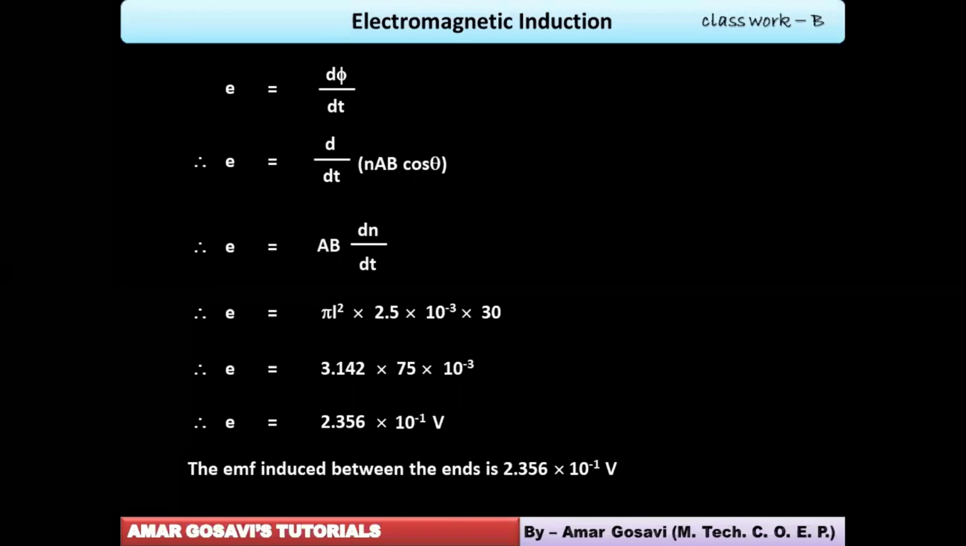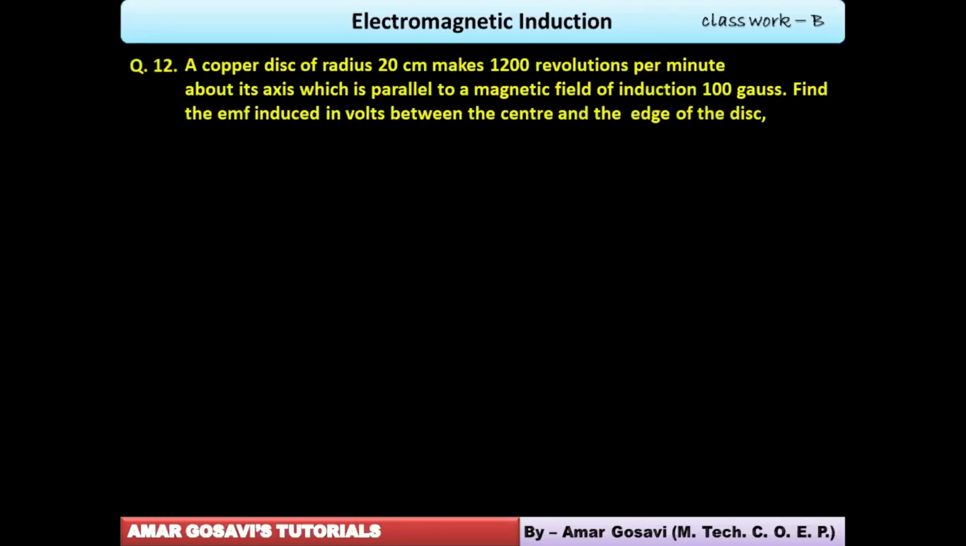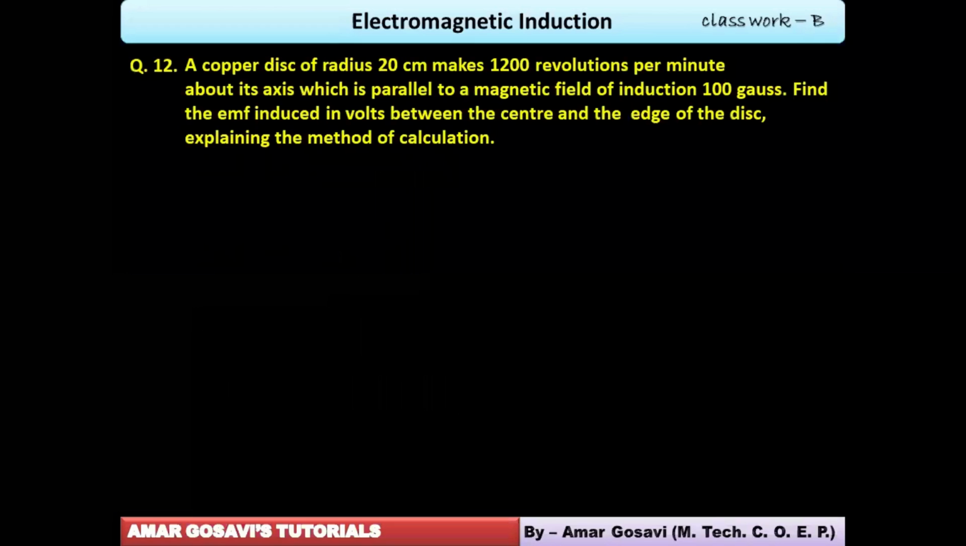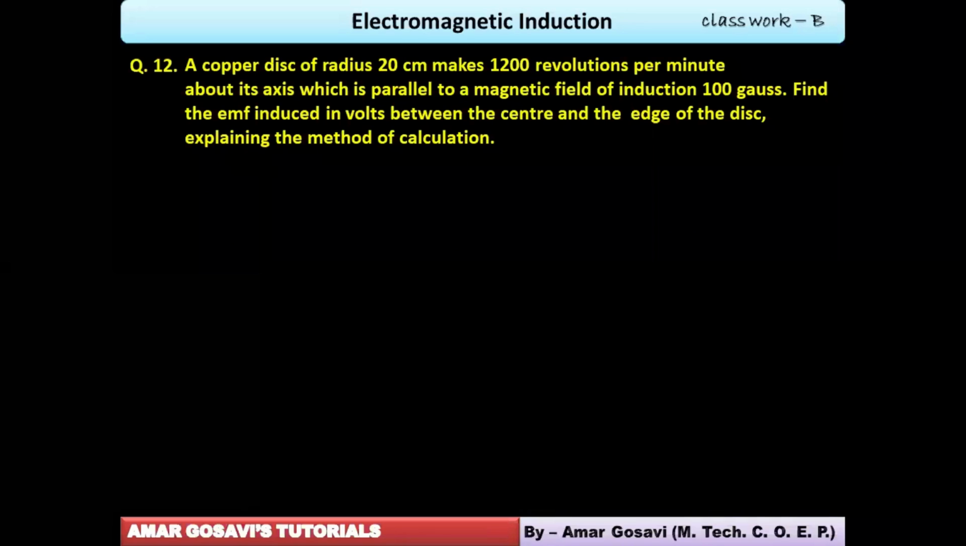So let's proceed further. The final question for this concept. You can see they're talking about a copper disc of radius 20 centimeter making 1200 revolutions per minute about its axis, which is parallel to a magnetic field of induction 100 Gauss. Find the EMF induced in volts between the center and the edge of the disc. Explaining the method of calculation.